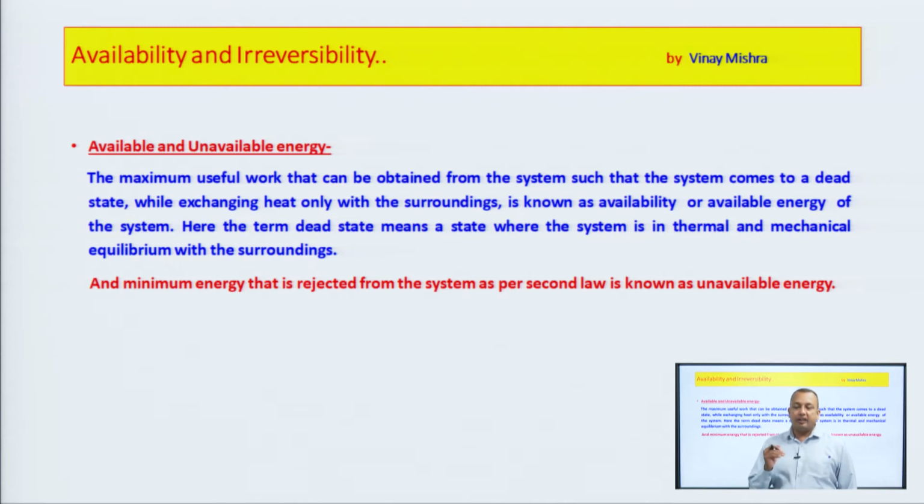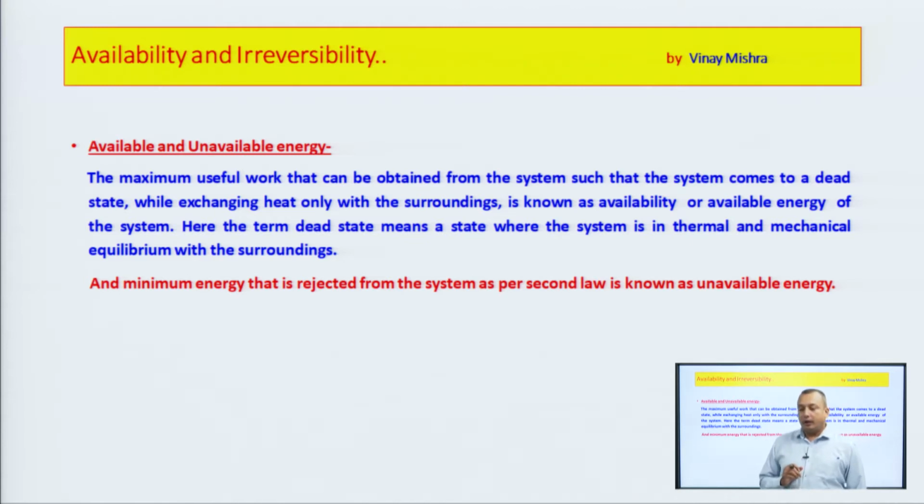Now, the dead state means a kind of equilibrium between the system and surrounding. That means mechanical equilibrium, thermal equilibrium and chemical equilibrium. So we can say a kind of thermodynamic equilibrium is there between the system and surrounding. In that condition, the maximum amount of work extracted from the system is known as available energy.